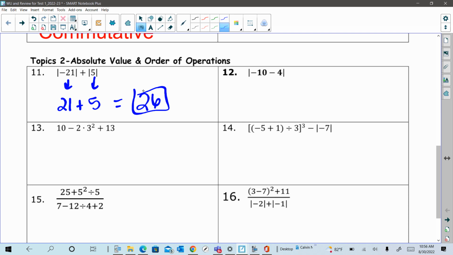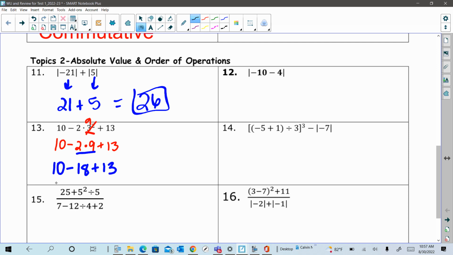On 13, the first step should be the exponent here. When I do 3 squared, that changes this number to a 9. So really what I have is 10 minus 2 times 9 plus 13. You need to rewrite the expression once you complete an operation, so you can simplify it. So in this statement, what should we do next? Yeah, multiply that 2 times that 9. So this is going to give me 10 minus 18 plus 13.